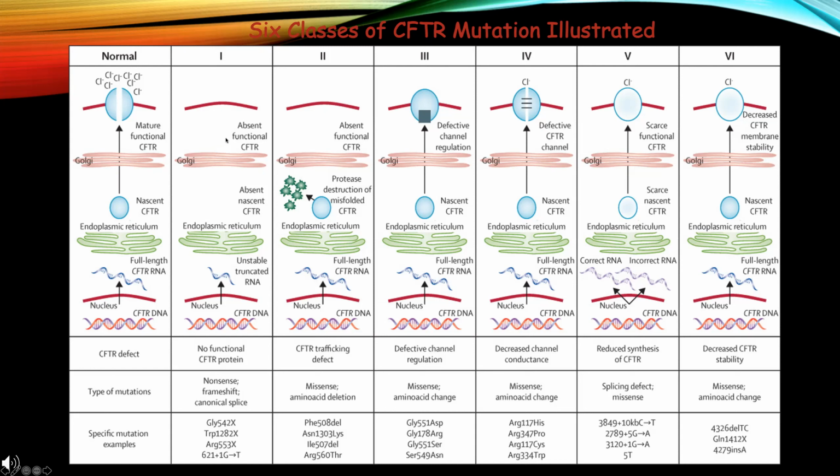Class 1 mutations have no protein at all. Class 2 mutations make a protein that never makes it to the membrane. Classes 3 through 6, the protein gets to the membrane, but in every case, there's something wrong with it. And as I keep saying, the mutation that you're assigned will be one of these 6 types.